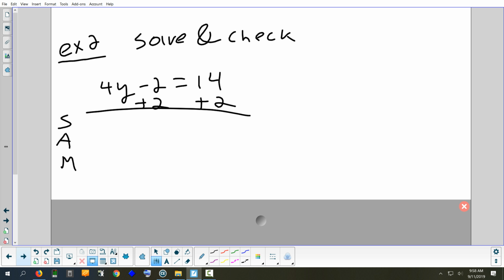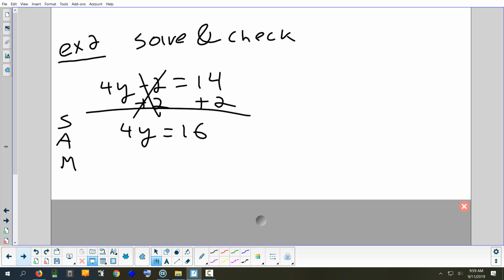How did you know to add 2? Because it's the opposite of subtraction. Exactly. He did the opposite. He saw -2, and he did +2. -2 plus 2 cancels out because you get what? 0. It's gone. How about Jayliana? What's left on the left side? 4y. Perfect. And Blake, how about on the right side? 16. 14 plus 2 is going to give us 16.